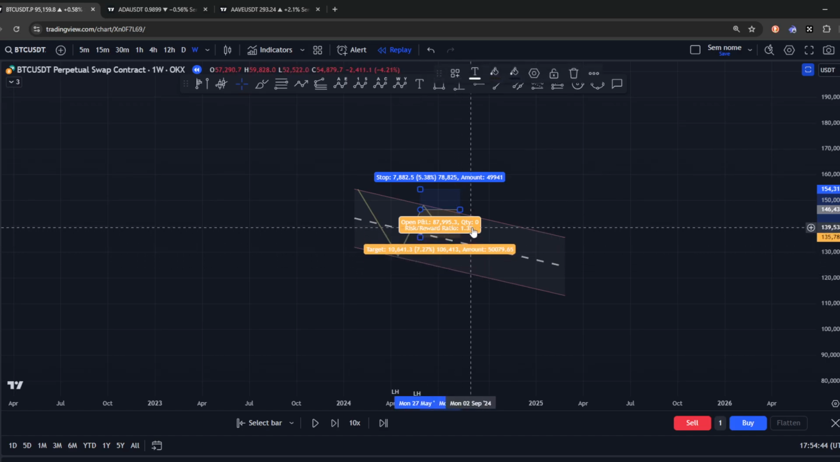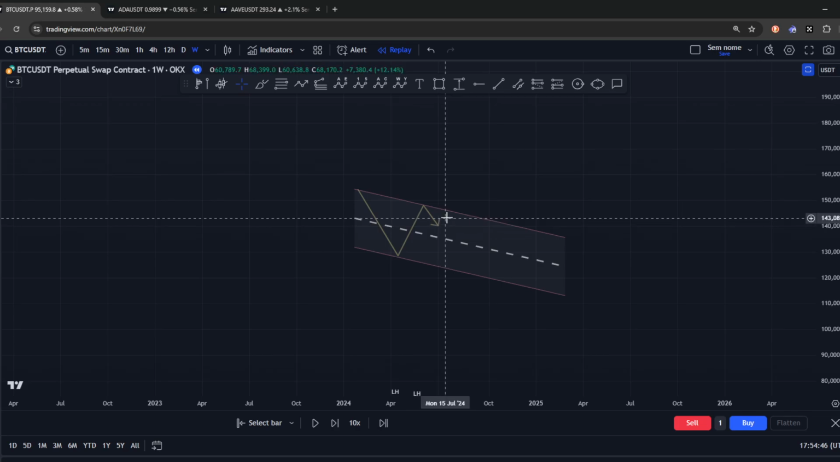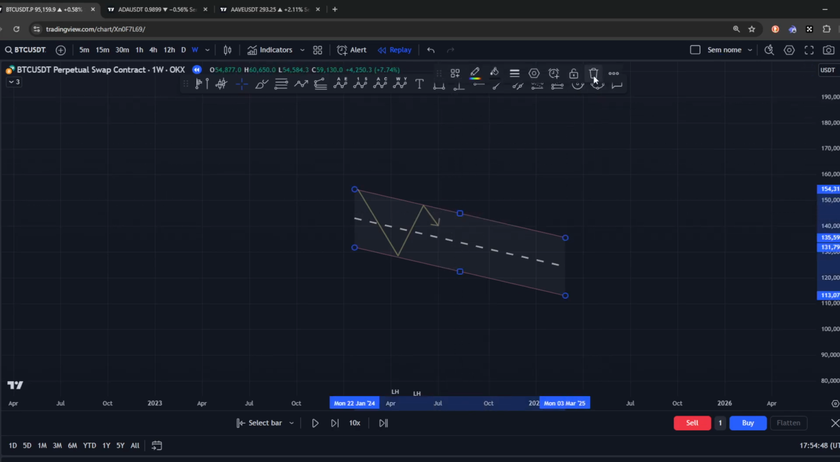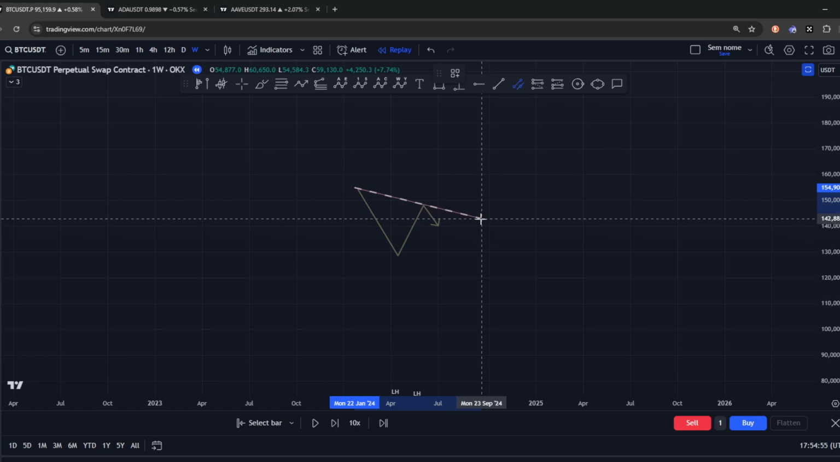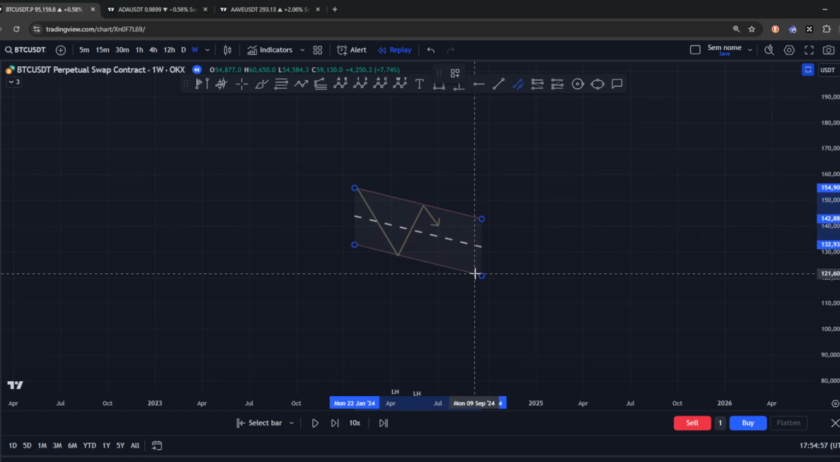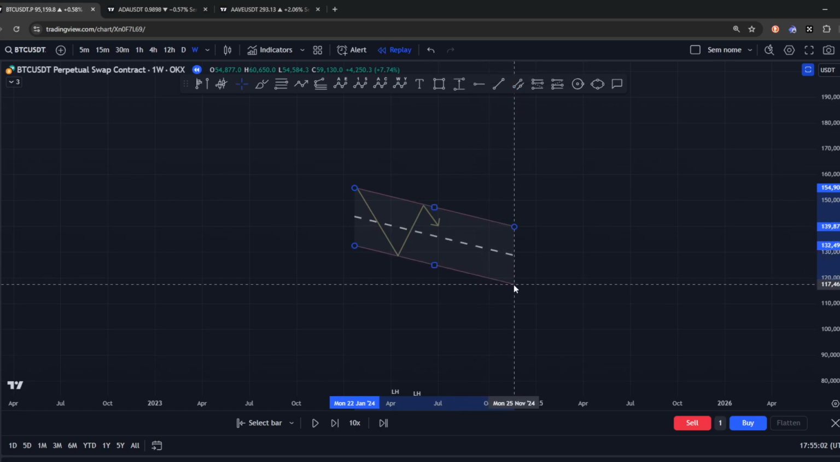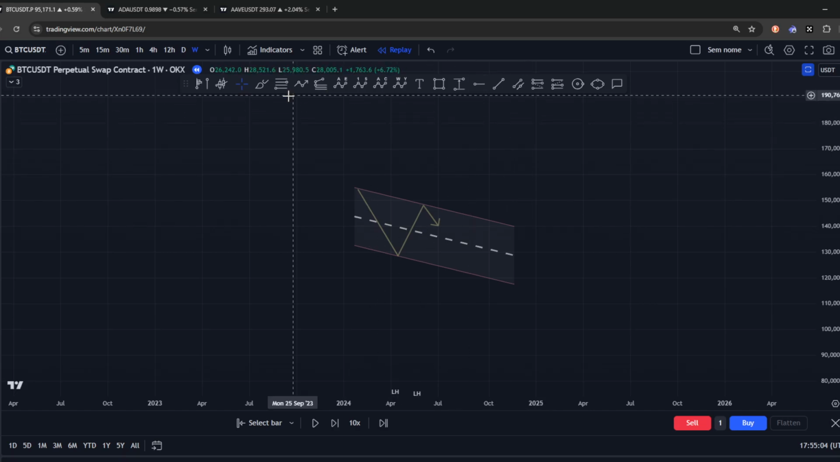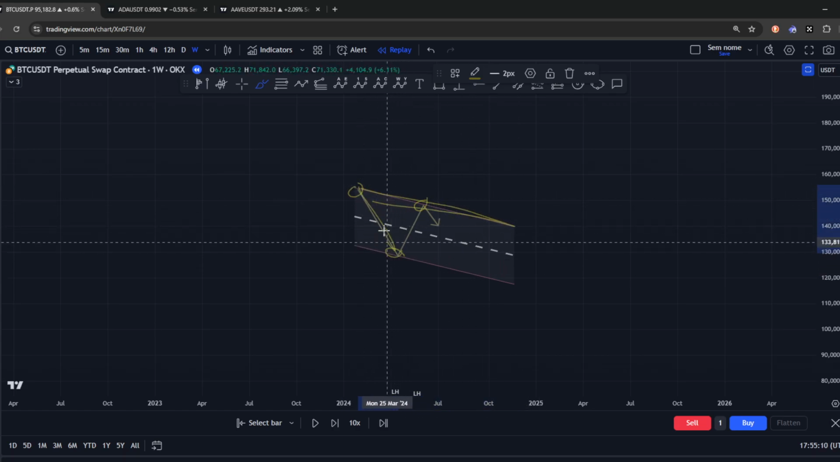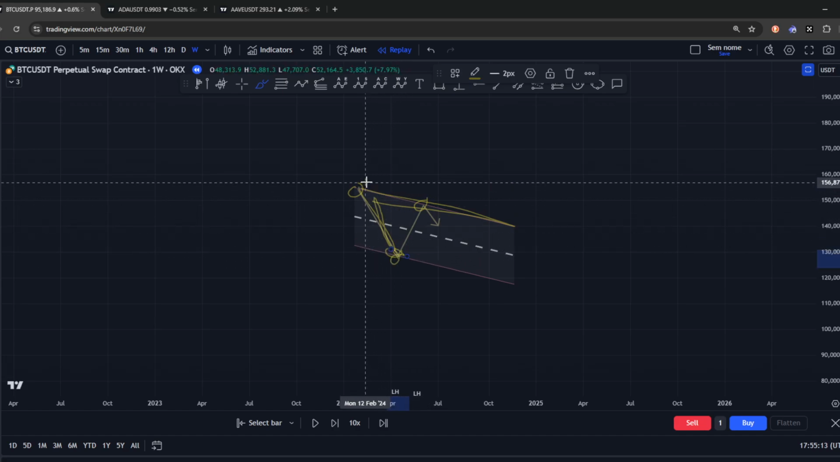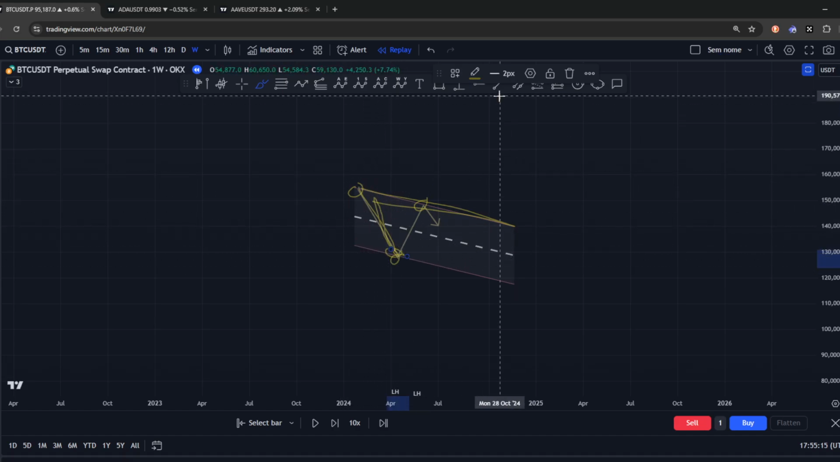Okay, so how do I draw this? Quite simple. You have your angle, these two touch points. In this case, it's the angle of the channel, and this is going to be the pole of the channel or the anchor of the channel. Okay, so you have here your two touches that make the angle of the channel, and here you have your pole or your anchor that makes the range of the channel.